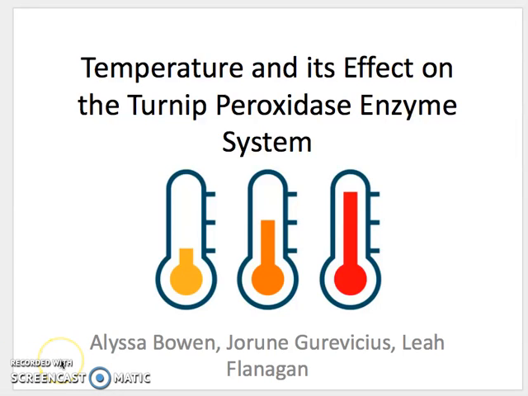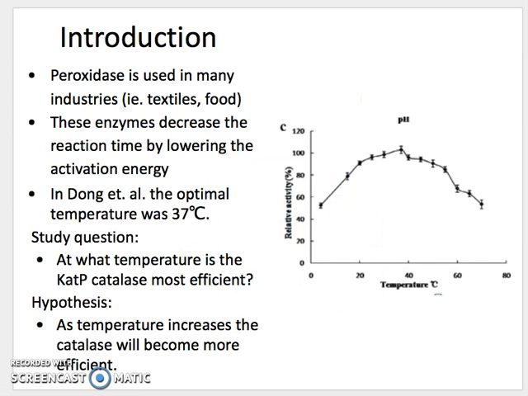We did our experiment on temperature and its effect on the turnip peroxidase enzyme system. Peroxidase was the enzyme used in this experiment, and it was gathered from turnip extract. Peroxidase lowers the activation energy of a reaction and speeds up the reaction time. That is the main purpose of peroxidase.